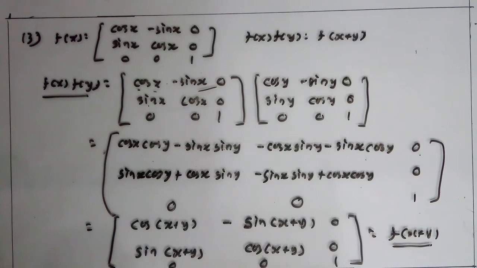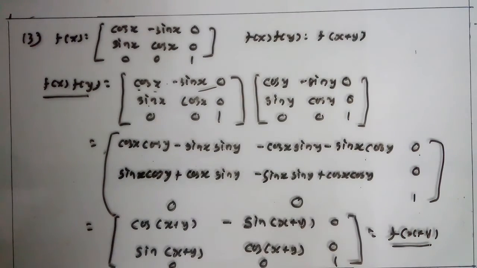Show that matrix [5 -1; 6 7] into [2 1; 3 4] is not equal to [2 1; 3 4] into [5 -1; 6 7]. First get the matrix multiplication of the left side two matrices and the right side two matrices, and compare both. The same applies to question number 2, which is the same question.